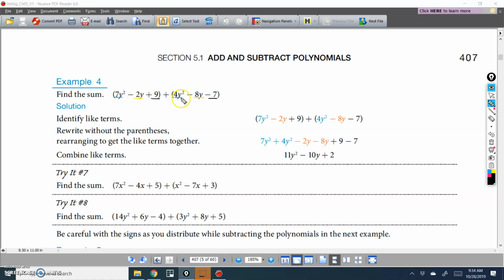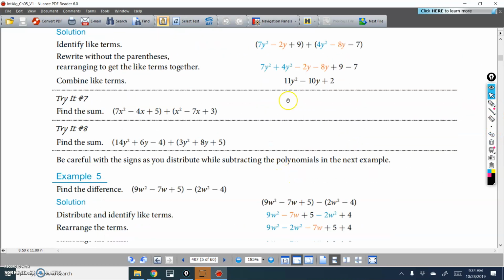So when we add all these up, 7y squared plus 4y squared gives us 11y squared. Negative 2y plus 8y would give us minus 10y. Positive 9 plus negative 7 would give us positive 2, because 9 minus 7 is positive 2. So we would end up with 11y squared minus 10y plus 2, and then we'd be done. So again, it's an exercise in combining like terms.